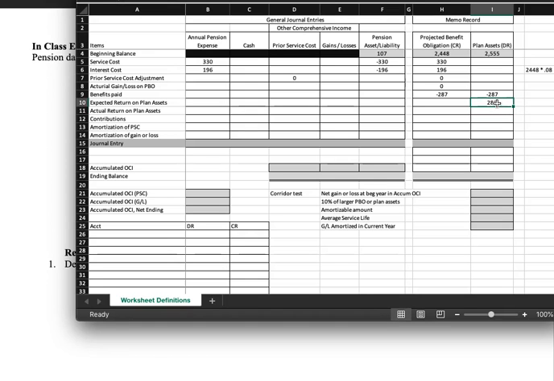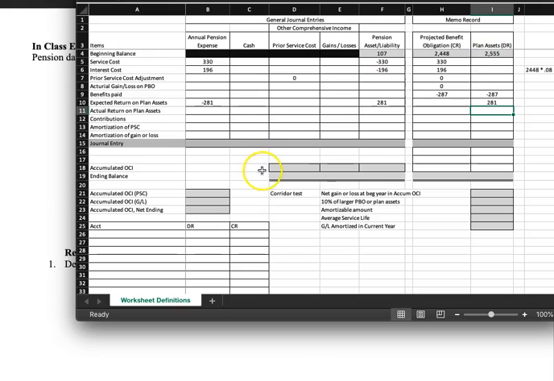Now that's going to increase my plan assets. So 281 minus 0, we're going to help offset that funding position there. And remember, expected return is part of our overall expense, and expected return reduces the amount we have to contribute, so it's going to reduce our annual pension expense. Okay. Now the next thing that goes into our plan assets is our actual return.